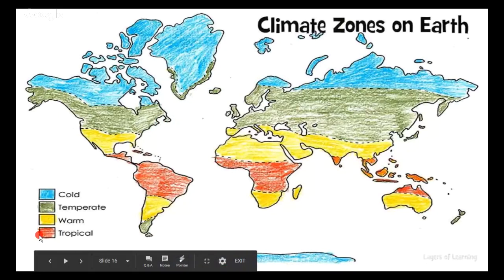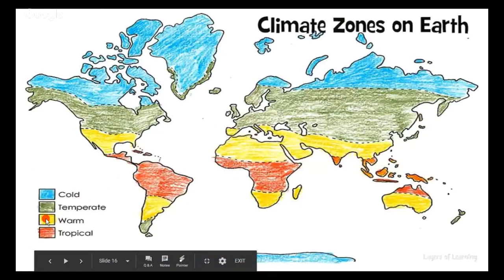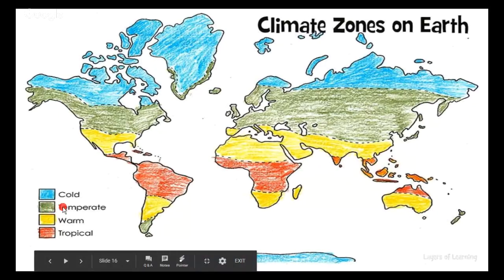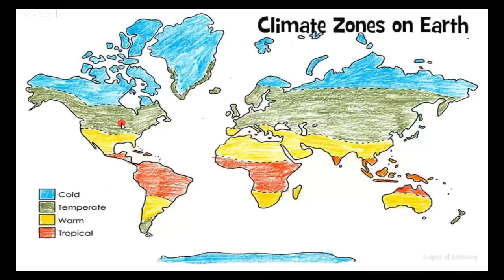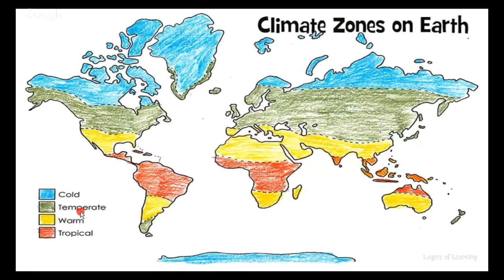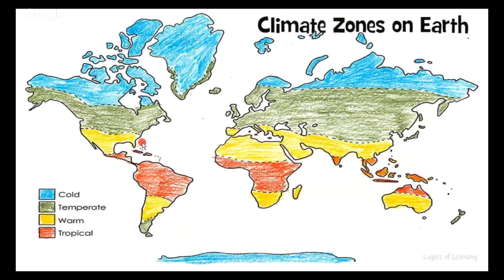All the areas in this orangish color would be what? Tropical, hot. So these areas are tropical. All the areas here with the yellow would be warm. So some of these would also be subtropical as well. And the areas listed in green would be temperate. And the temperate areas are those areas where we can find the four seasons being what?